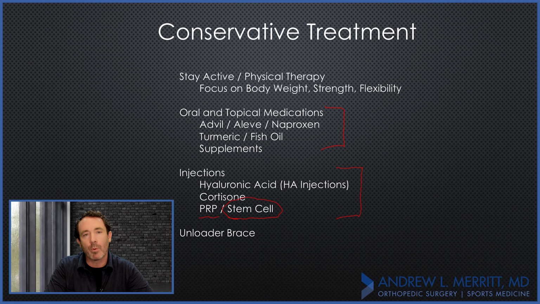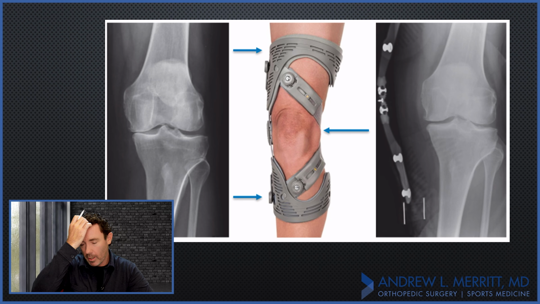And then some bracing options. I'll show you briefly an unloader brace. For physically active people, there's ways that we can actually help unload the compartment that has the arthritis. So here's an x-ray on the left of someone that has arthritis, right?